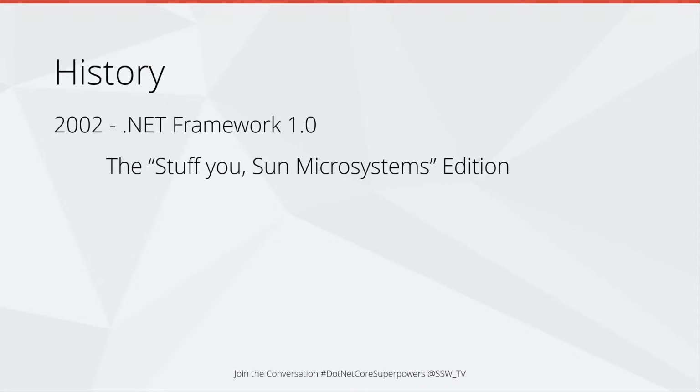So let's start with some history. In 2002, Microsoft released the .NET Framework version 1. And I'm labeling this the Stuff You Sun Microsystems Edition. So how did .NET come to exist? Well, before .NET, there was a language and stack called Java.